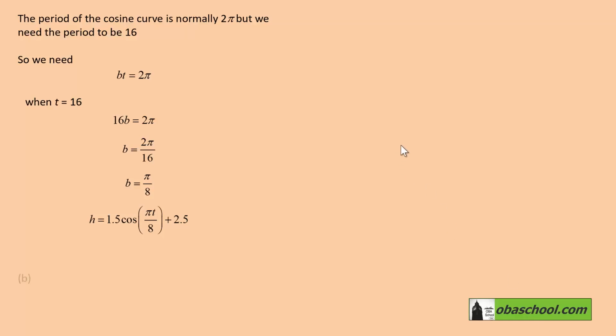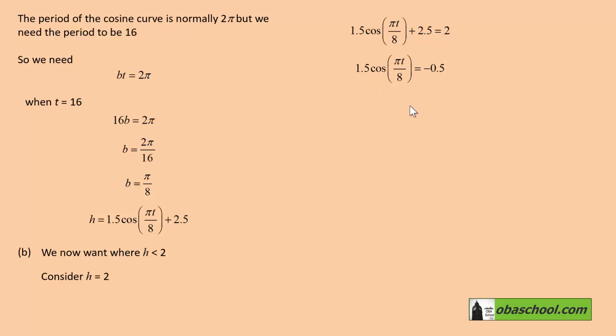So we can start looking at part B. We now want where h is less than 2. Remember, when h is less than 2, the boat can't enter the bay. So we'll start by considering where h is equal to 2. So we've got 1.5 cos(pi t / 8) + 2.5 equals 2. Subtract 2.5 from both sides and divide both sides by 1.5. And so we have cos(pi t / 8) is equal to negative a third. And remember here, we need to be working in radians.